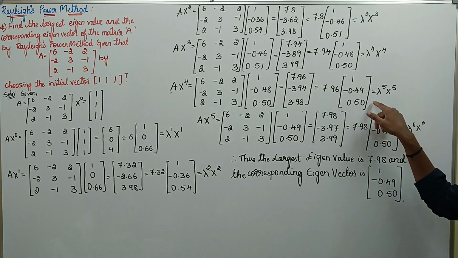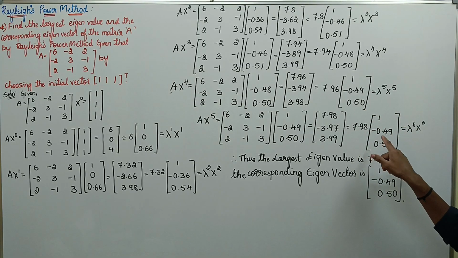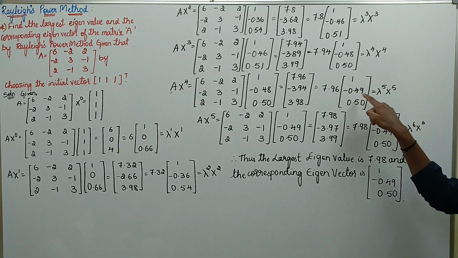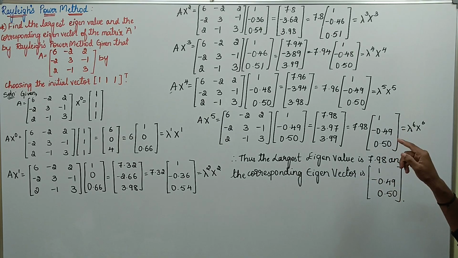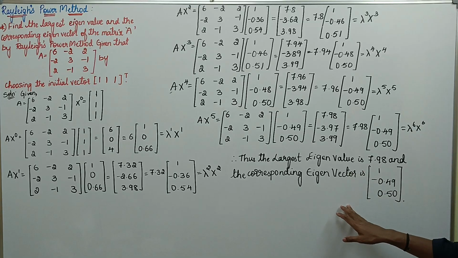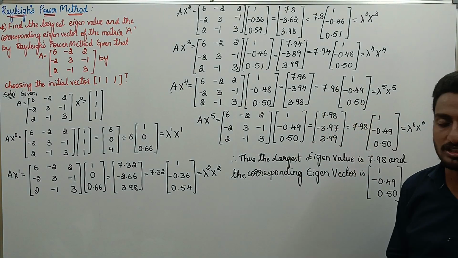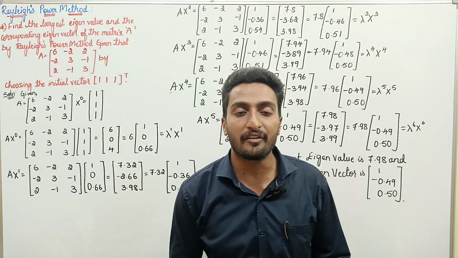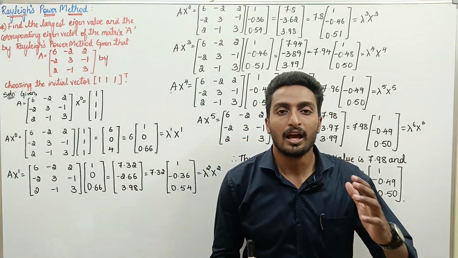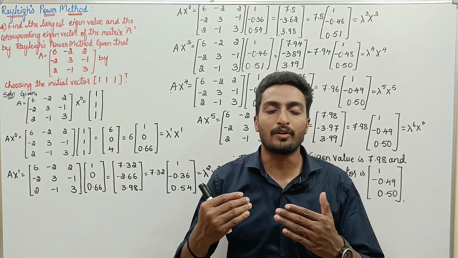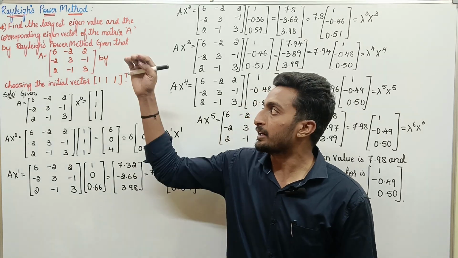Corresponding to that, you get eigenvectors. Since both eigenvectors are the same, that is 1, minus 0.49 and 0.50. If you conclude, you get 1 mark. This is one of the easiest questions which will be asked each and every time in the VTU main examination. I hope that you have understood each and every step of the Rayleigh Power Method, how to simplify.